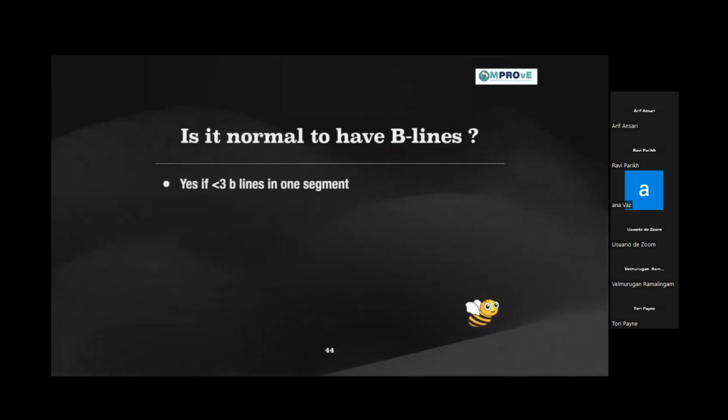Now, is it normal to have B lines? Well, of course. If you have less than 3 B lines in one segment, then that's absolutely normal. When I talk of one segment, it's not one zone, it's just one segment, which comes within the ambit of the bat sign. So when you're seeing the pleura buffeted by the rib shadowing, in that one segment, if you see less than 3 B lines, it's absolutely normal. You expect to see some kind of interstitial fluid or some degree of fluid in the alveoli.